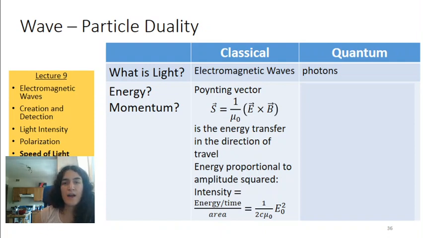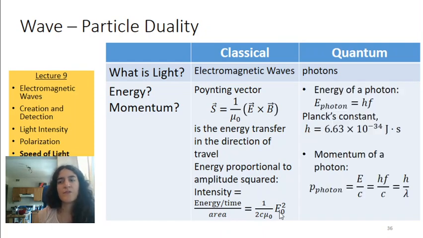How do we describe the energy and momentum of a wave? It's all in terms of the amplitude of the electric field, right? And we can quantify the direction of motion of energy using this Poynting vector, and we can calculate the average energy per unit time per unit area using the magnitude of the electric field squared.